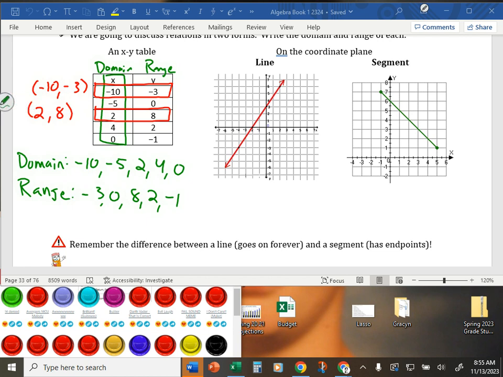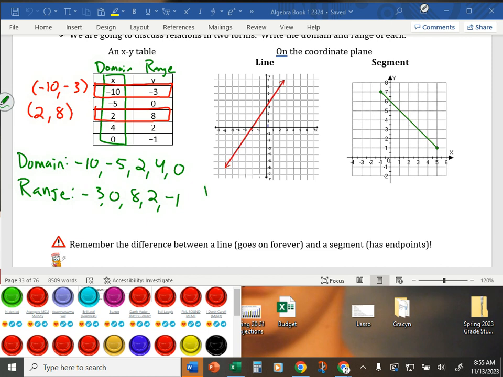Lines go on forever. They do. Segments stop. Right. So if you want to be that smart aleck kid, the next time that your teacher says to line up for an assembly or line up for math or line up for this, actually it's a segment. We should segment up because it does have a beginning and an end, right? Okay.